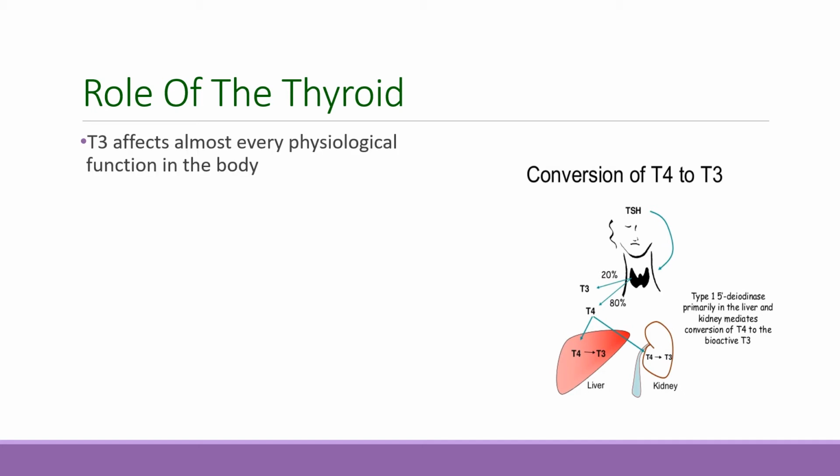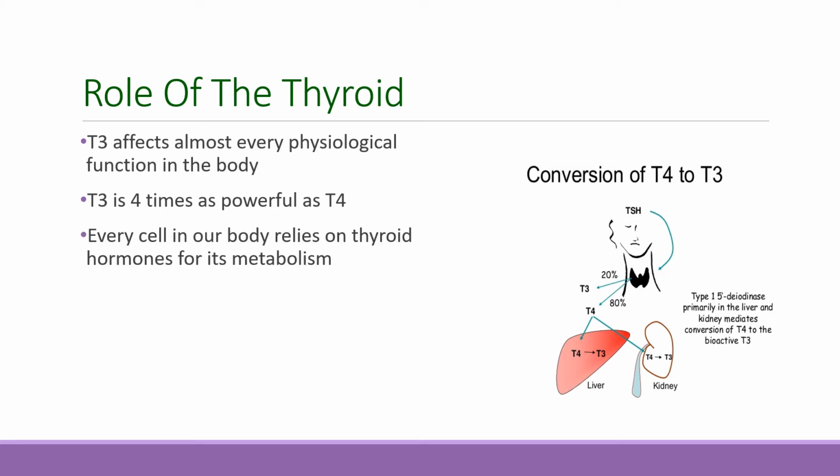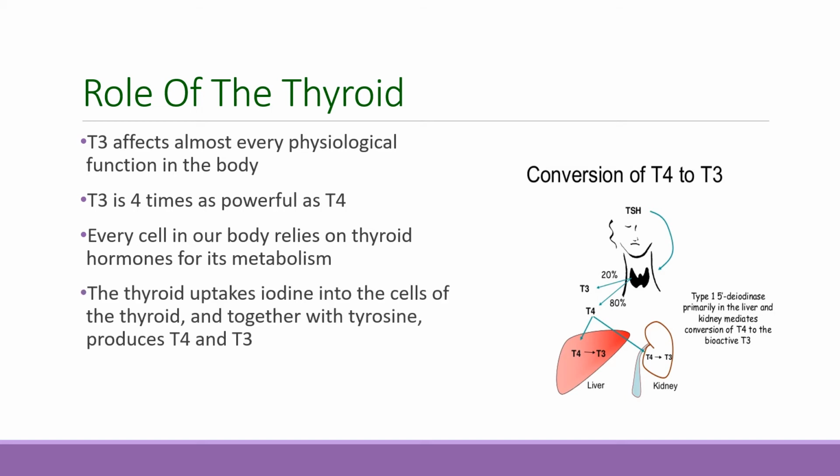So what's the role of the thyroid? T3 affects almost every physiological function in the body. T3 is 4 times as powerful as T4. So when you're measuring thyroid function, it's important to know what T3 is more than T4. Every cell in our body relies on thyroid hormones for its metabolism. And the thyroid uptakes iodine into the cells of the thyroid, and together with tyrosine produces T4 and T3.